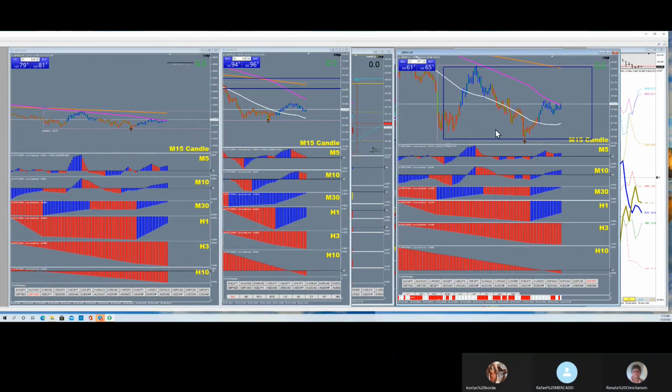But yeah, that's what I mean when I say recycling. Usually I like to see, when it makes that first initial touch low, I would like to see the 1 hour in conjunction with it. Yeah, the 1 hour wasn't ready. Okay, now it finally turned.